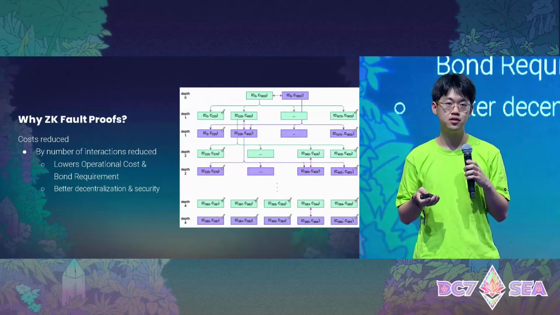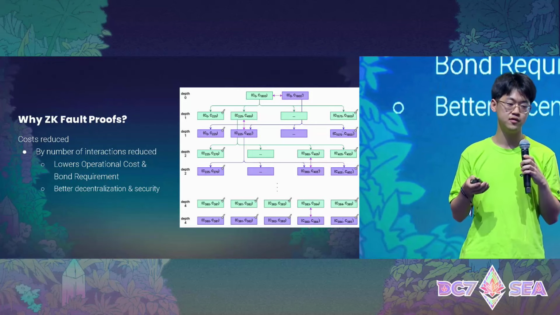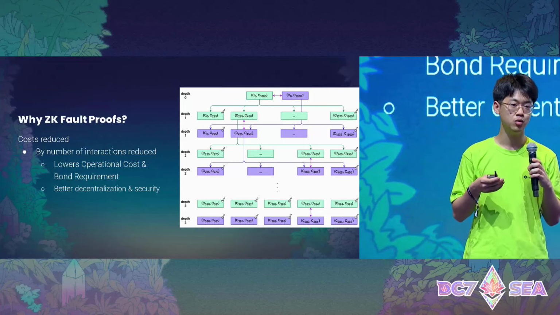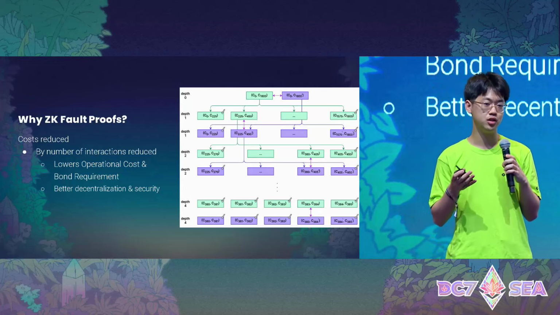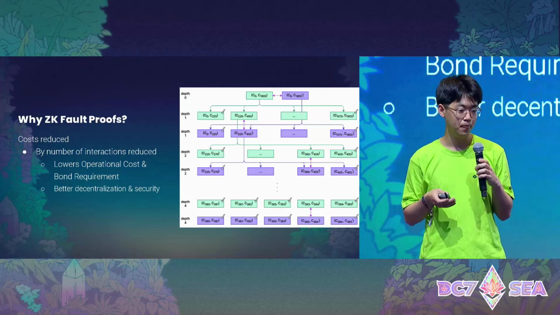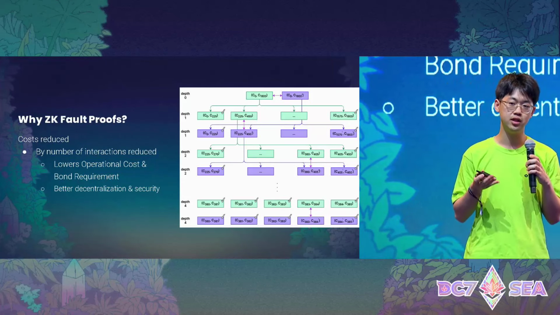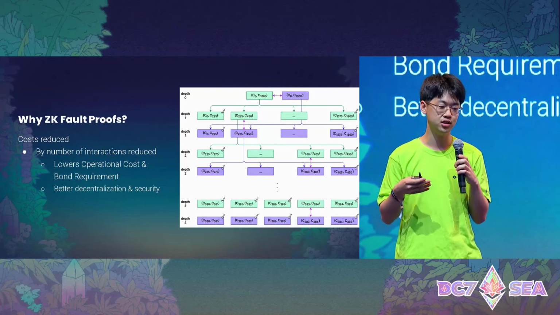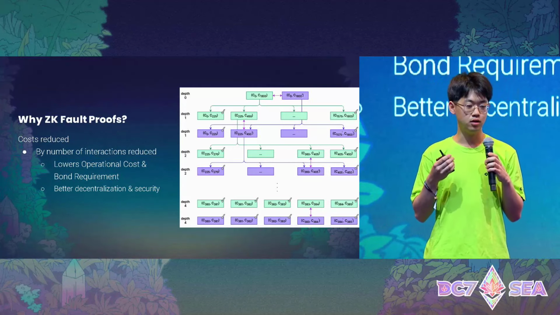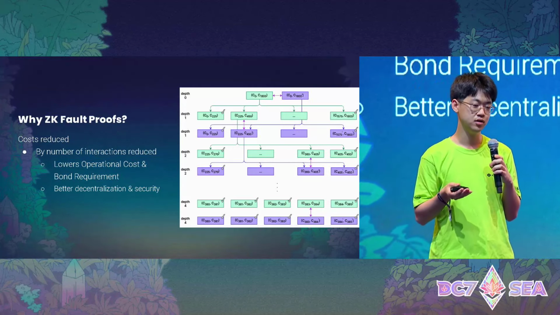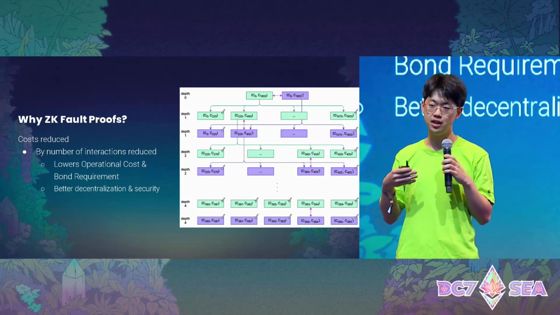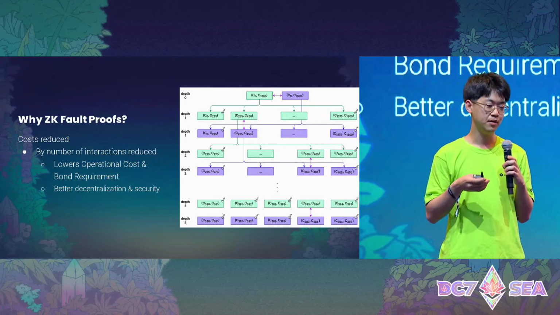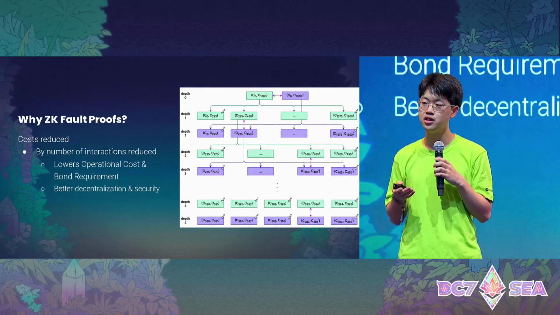So why ZK fault proofs? Traditional fault-proof systems require a lot of interactions, which leads to high bond amounts, which decreases the level of decentralization. With ZK fault proofs, we can narrow it down to a block level instead of instruction level, which requires much less interaction. So it not only reduces the operational cost, since we need less computation, but also significantly reduces the bond requirement. So it naturally leads to better decentralization and security of the network.